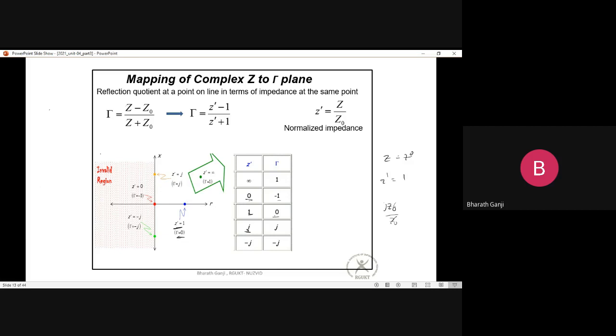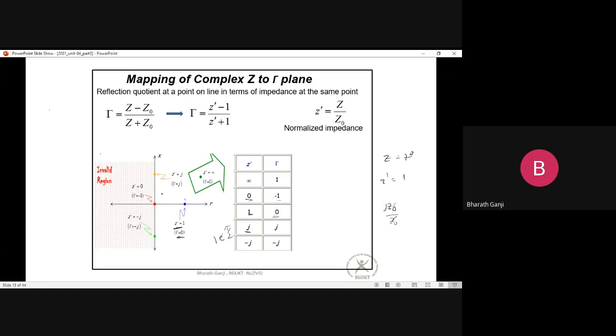In the same way, for j you take a pi by 2 turn, and this magnitude is 1. So I can say j can be written as 1 e power j pi by 2. So if I do that, where will be my point? It will be on a unit circle, but the point will be at an angle of pi by 2 with respect to the real axis.